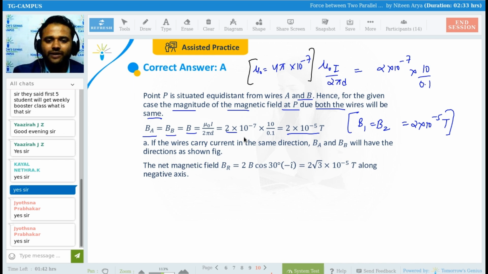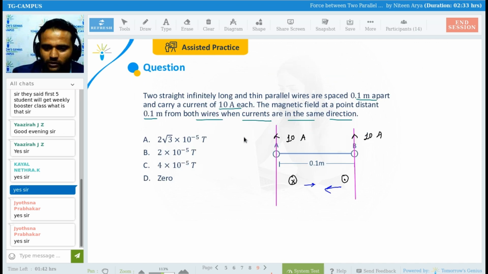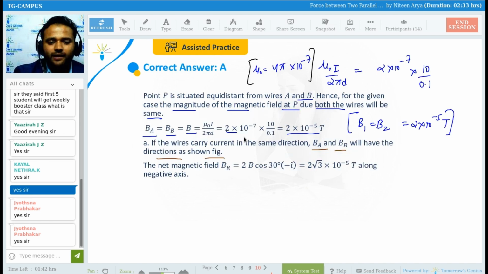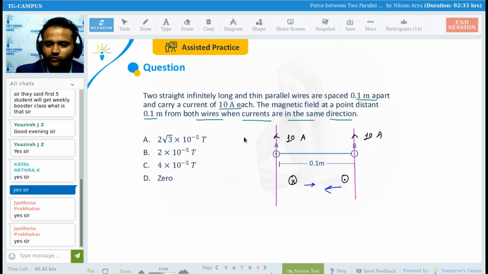Now, if the wires carry current in the same direction, both magnetic fields B1, B2 are in opposite direction. Will we have the direction as shown in figure? They are not shown in figure, but okay, I draw that personally. So if this is going to be outward, this is going to be inward. Now the net magnetic field B is the resultant and total 2B cos 30 degree minus i. Why is it going to be so? Now you tell. Why is it in negative direction? Okay, how is it going to be from here?